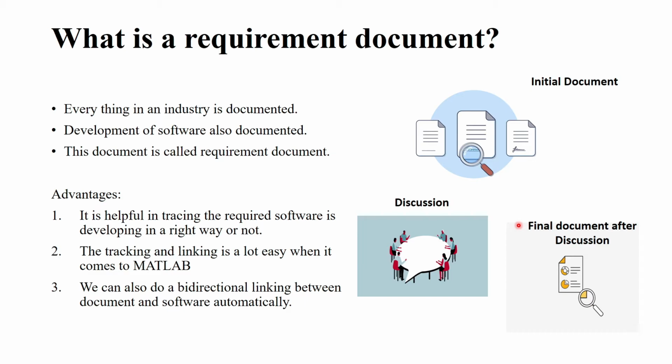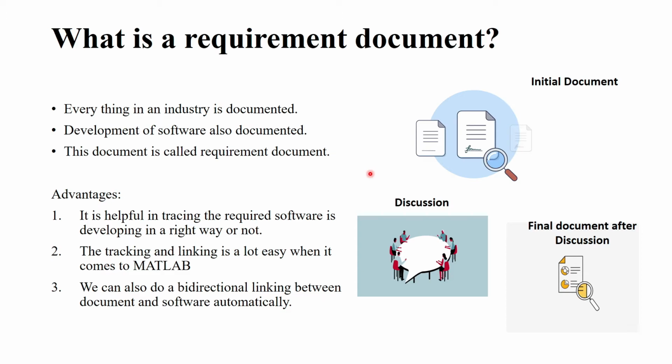And then the advantage of MATLAB over this particular part is that it will be helpful for tracking the software development in the right way. And then we can also do a bidirectional tracing between the software document and the MATLAB. So this will be more helpful when we are trying to fix a particular requirement document bug, or a software bug that is linked to the requirement. So this will be more useful when we use it in the development process.